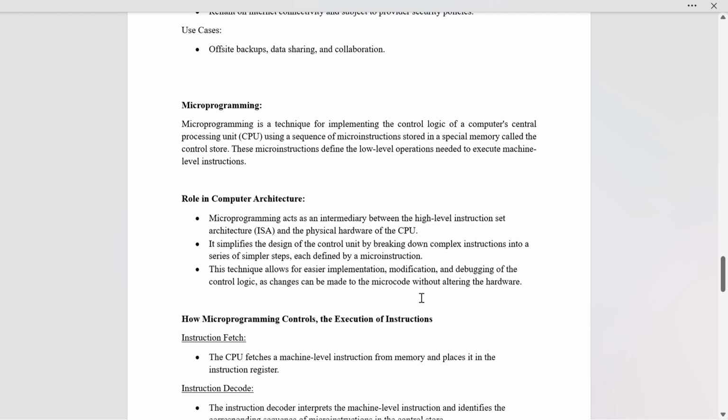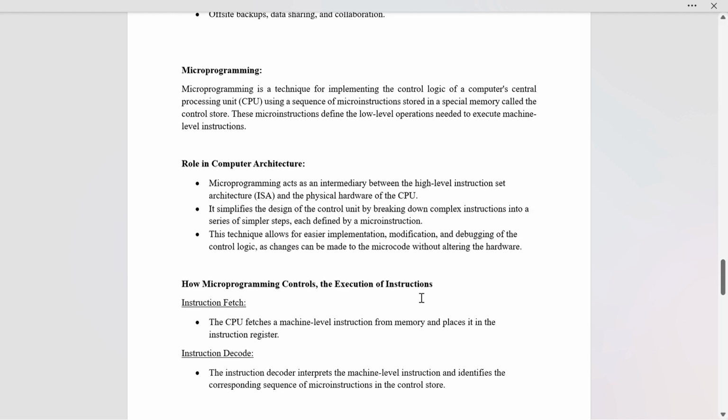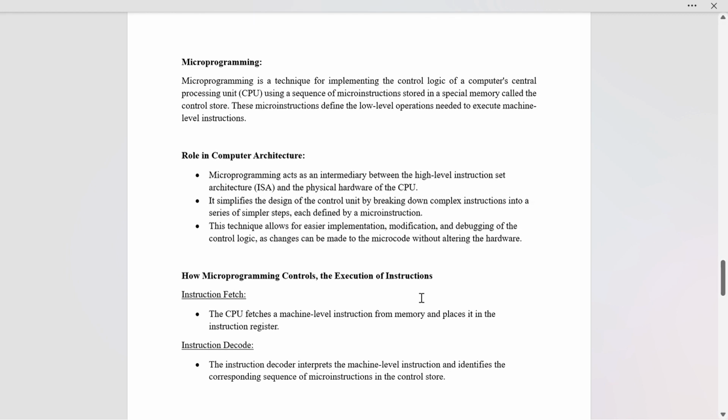The role of microprogramming in computer architecture is to act as an intermediary between the high-level instruction set architecture and the physical hardware of the CPU. It simplifies the design of the control unit by breaking down complex instructions into several simple steps, each defined by a microinstruction. This technique allows for easier implementation, modification, and debugging of the control logic, as changes can be made in the microcode without altering the hardware.